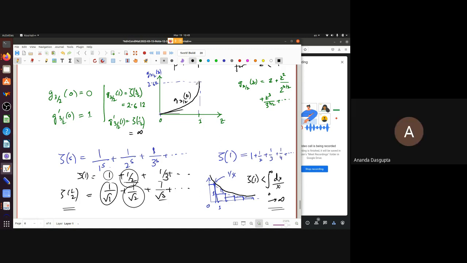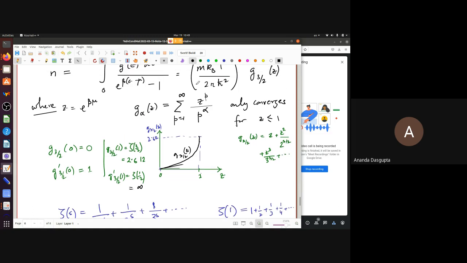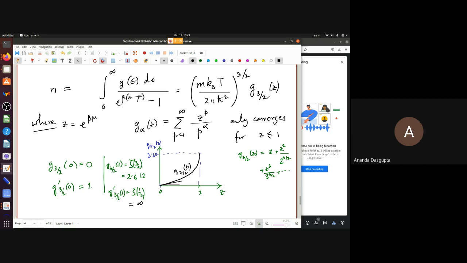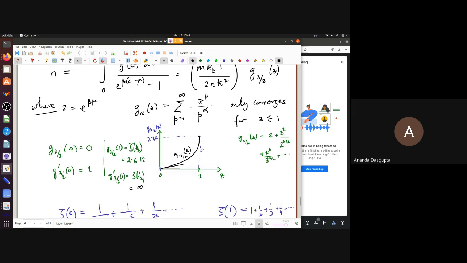So it's important to know this, because you have to have some feel of what these functions actually mean. Saying that n equals this quantity with g3 by 2 of z really doesn't tell you much unless you know what g3 by 2 of z looks like. It sort of looks like this. It goes vertically and meets this point, which is where the curve ends, because for z bigger than 1, the series is simply not defined. And anyway, we are not even interested in that because we know that our mu can never exceed 0. So our z can never exceed 1. Okay, fine.